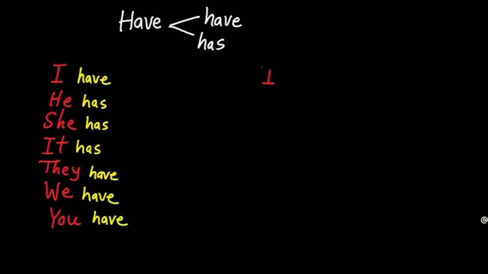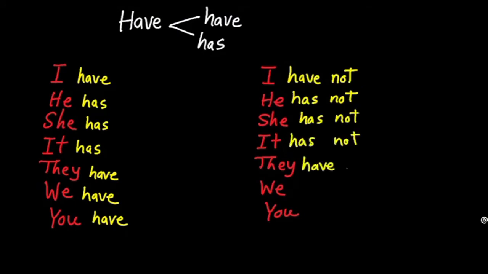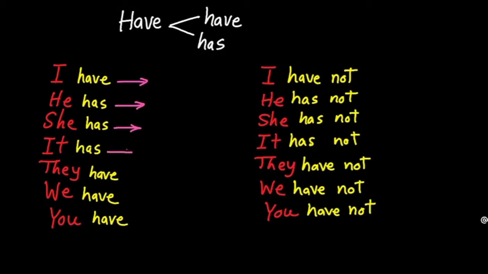And in the negative form, it's just the same, but we just add not. I have not, he has not, she has not, it has not, they have not, we have not, you have not. But we don't usually write or say the full forms like this.